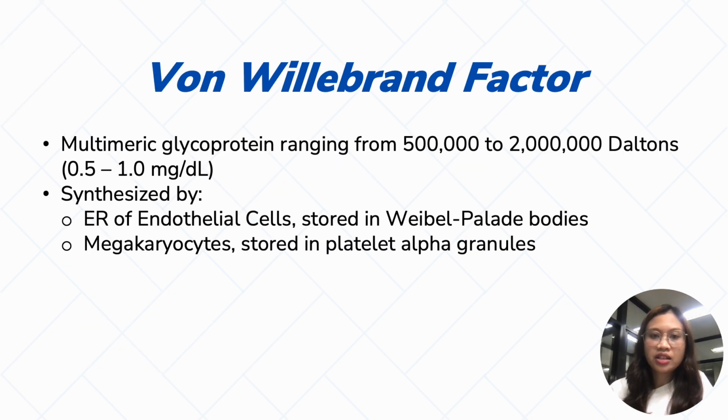Von Willebrand factor is coded for by the VWF gene located on the short arm of chromosome 12. It is a multimeric protein that undergoes post-translational glycosylation to become a glycoprotein with a size ranging from 500,000 to 2 million Daltons, making it the largest molecule in human plasma.